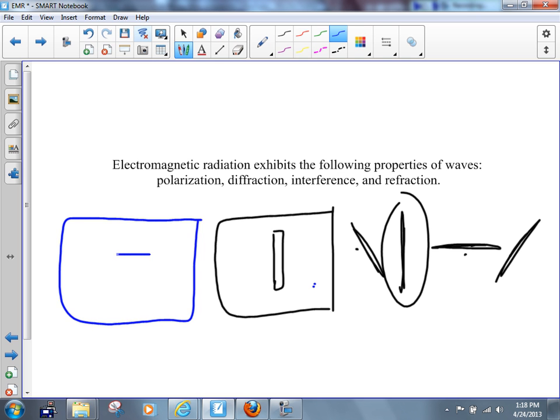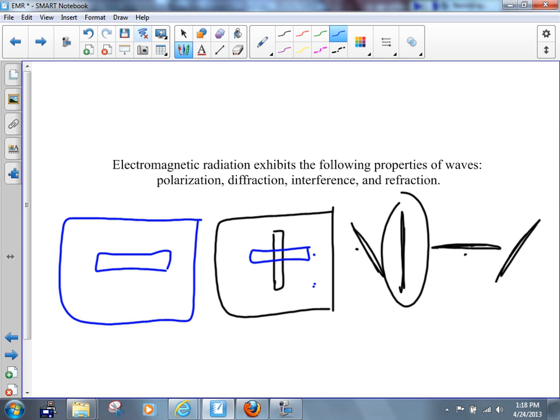Let's look at this one that filters out everything but the horizontal. If we put them both together now, the blue filters out everything but the horizontal. The black filters out everything but the vertical. What makes it through? Nothing makes it through. We just observed polarization of light.